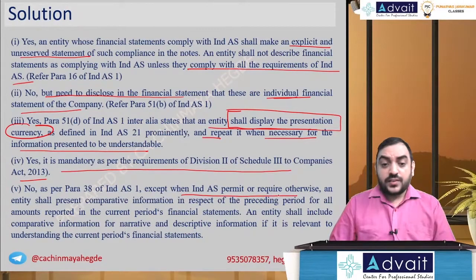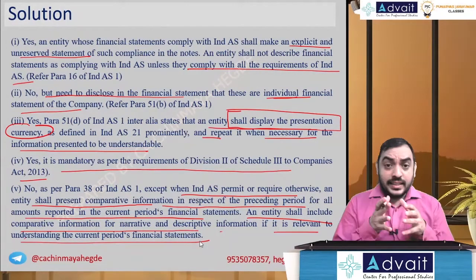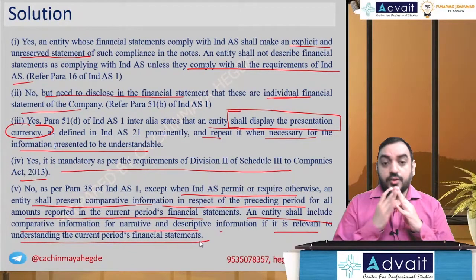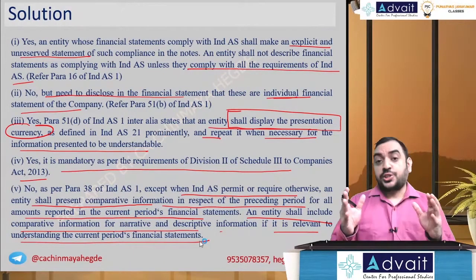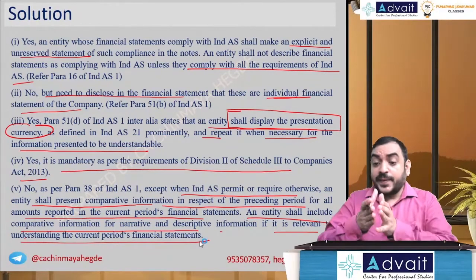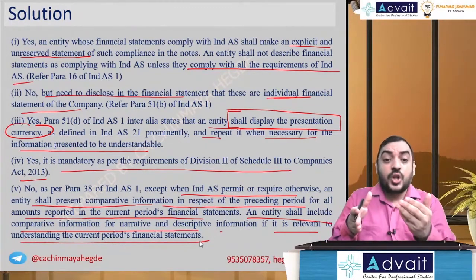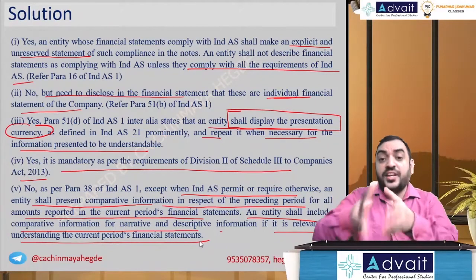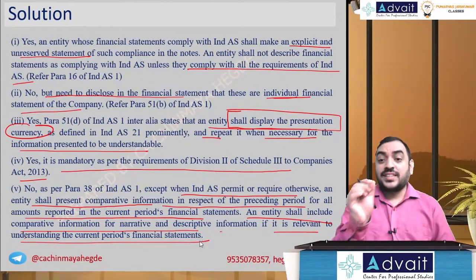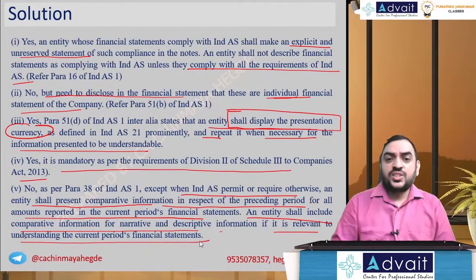Except when Ind AS permits otherwise, an entity shall present comparative information with respect to the preceding period for all the amounts reported in the current period, and an entity shall include comparative information in narrative description if relevant to understanding the current financial statements. Means in the current year, for those 4 related parties, there are no transactions. But we should always provide current year information and previous year information. If a previous year related party is there, and current year is not there, then at least for the purpose of comparison, we need to present like this. Current year, there are no transactions. Previous year, so much.